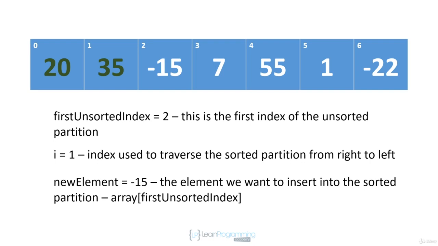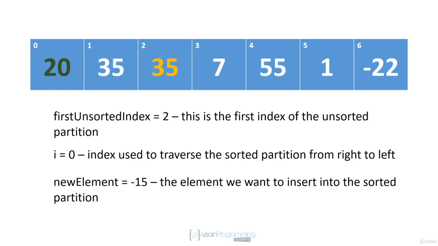And now the first unsorted index is at index 2, and I is assigned 1, because that's the rightmost index in the sorted partition. So we assign minus 15 to new element, and now we need to insert minus 15 into the sorted partition. So we compare minus 15 against 35. Minus 15 is less than 35, and so we want to shift minus 15 down the array, but another way of looking at it is we're going to shift 35 to the right to make room for minus 15. And so we assign 35 to position 2. Now don't worry that we've overwritten minus 15, because we have it saved in a new element field.